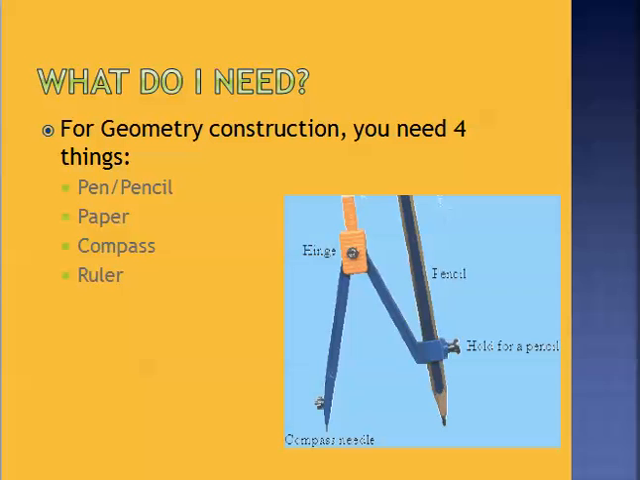So for geometric construction, you will need four things. You will need a pen or a pencil, although I recommend pencils in case you make mistakes and need to erase them. You will also need paper, a compass, and a ruler. Now the compass will look like this compass on the screen here. Your compass will have a needle point as well as a pencil that is attached to the compass. So it's a different kind of compass than a north, south, east, west compass. This is a compass for geometry.